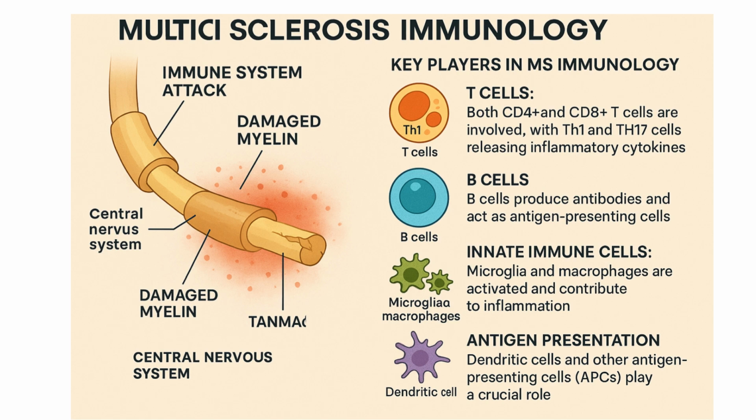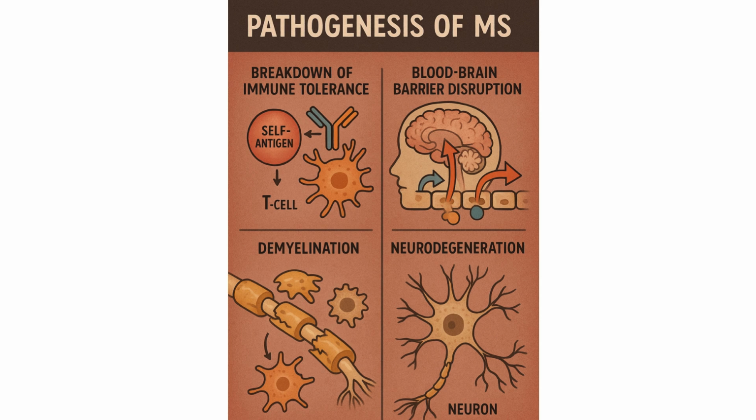Innate immune cells. Microglia and macrophages within the central nervous system are activated and contribute to the inflammatory response and myelin damage. Natural killer cells may also contribute to the disease process. Antigen presentation. Dendritic cells and other antigen-presenting cells, APCs, play a crucial role in activating T cells by presenting myelin antigens. Pathogenesis of MS. Breakdown of immune tolerance.